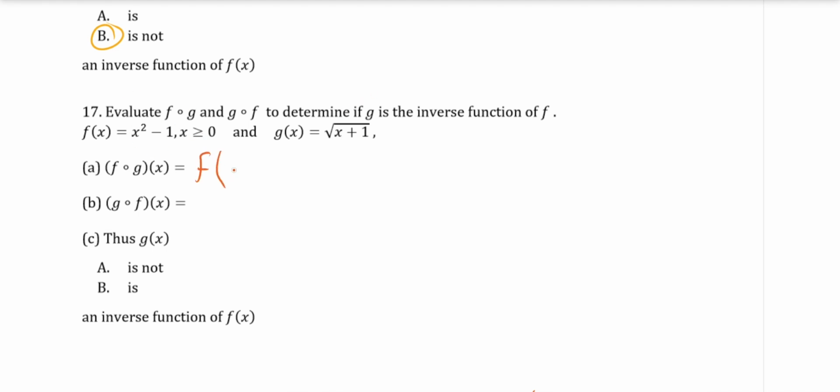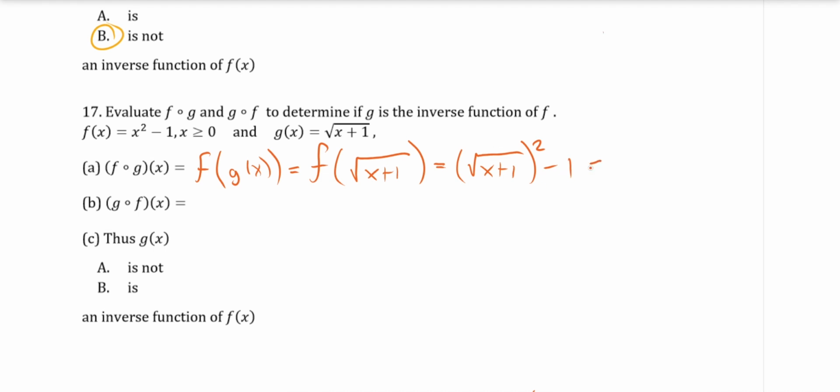So f of g of x is going to look like f composed with the square root of x plus 1, and this is going to give me the square root of x plus 1 squared minus 1. Now, squaring this square root, we're going to drop the square root, and we get x plus 1 minus 1, and that just gives me an x. So we're doing pretty good.